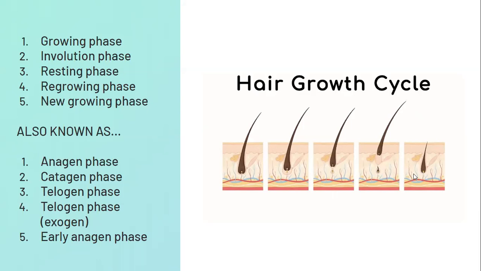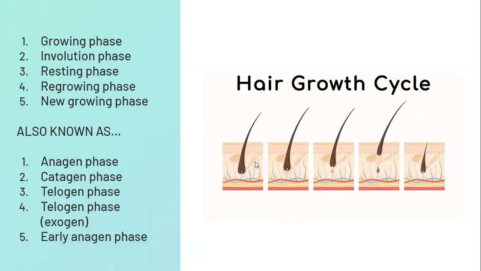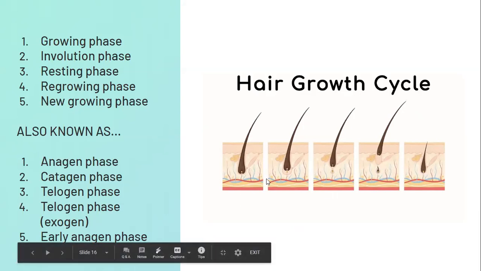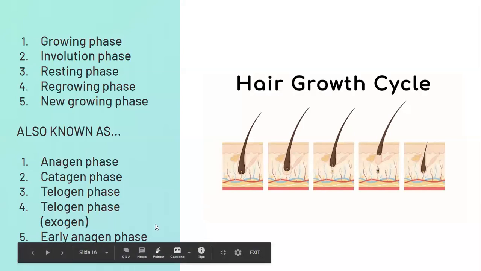And the scientific fancy words for these phases: the first one, the growing phase, is the anagen phase. Then we've got the catagen phase, the telogen phase, and then the exogen phase. If you think about it, exo usually means out, so you're getting it out. The hair falls out. And then the early anagen phase again, which is the early, new growing stage. So that's how it works.